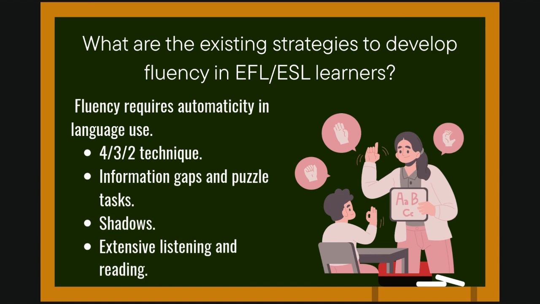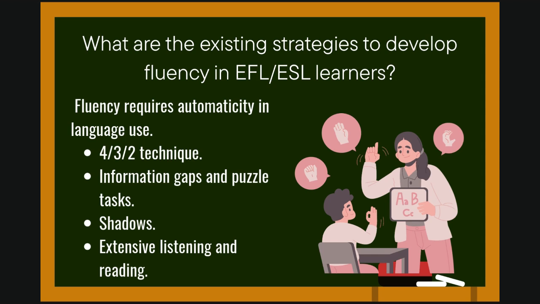So, what are the existing strategies to develop fluency in EFL and ESL learners? Well, fluency requires automaticity in language use. Some techniques are like the 4-3-2 technique, which is when students are given the same task in decreasing time spans, improving speed and confidence. The second one is information gaps and puzzle tasks. This promotes meaningful and communicative use of language.